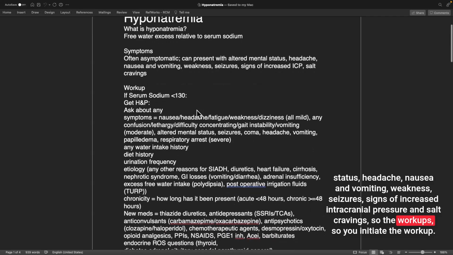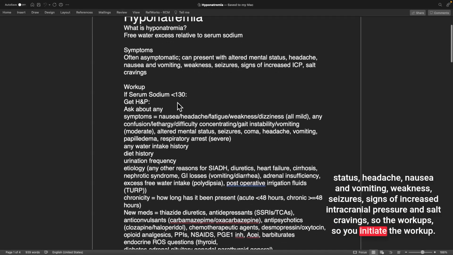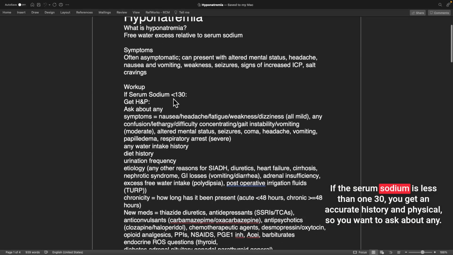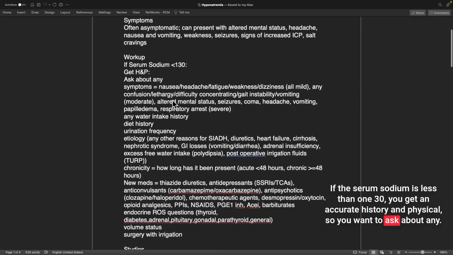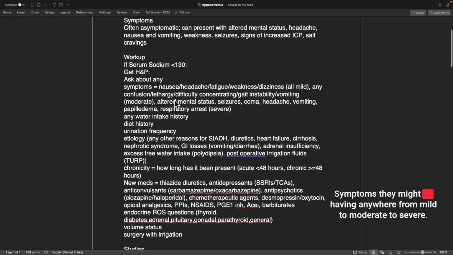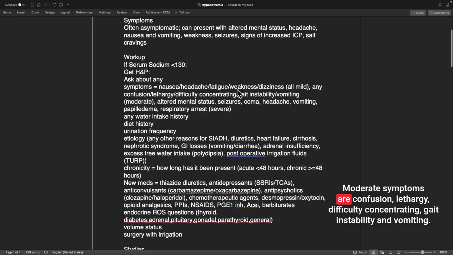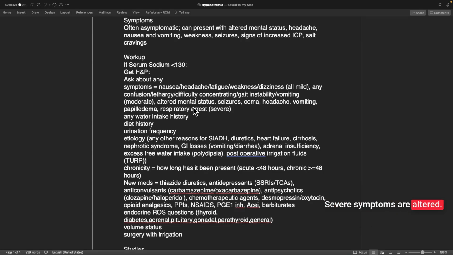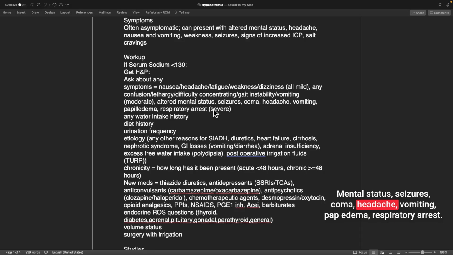So you initiate the workup if the serum sodium is less than 130. You get an accurate history and physical. So you want to ask about any symptoms they might be having, anywhere from mild to moderate to severe. Mild symptoms are nausea, headache, fatigue, weakness, and dizziness. Moderate symptoms are confusion, lethargy, difficulty concentrating, gait instability, and vomiting. Severe symptoms are altered mental status, seizures, coma, headache, vomiting, papilledema, and respiratory arrest.